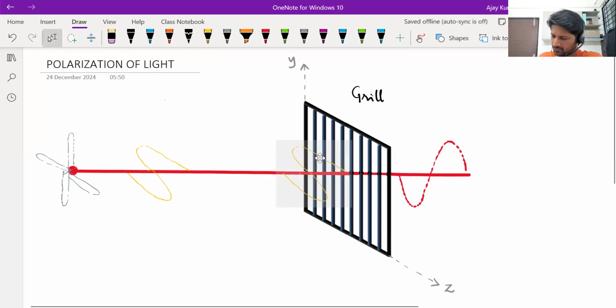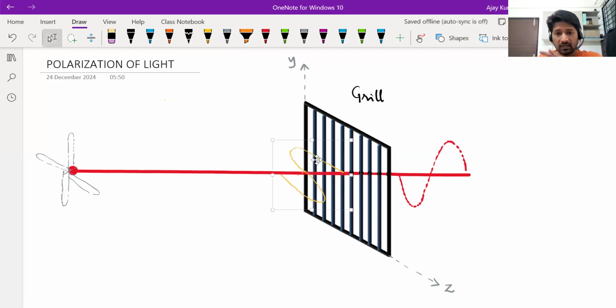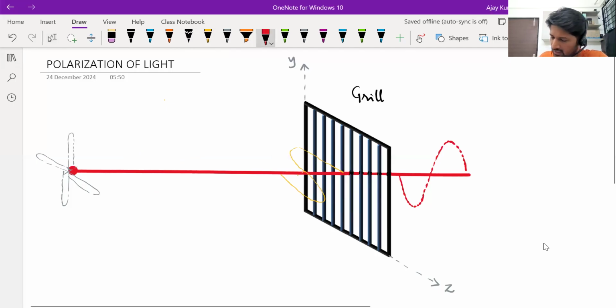And as it propagates forward, what happens is this pulse tries to disturb particles of the string along the z direction. But in the z direction, the grill does not allow the string to move. Okay. Displacement in this direction is not allowed. So what will happen? The particles cannot oscillate in that direction. And as they cannot oscillate in that direction, this pulse, the yellow colored one, will not pass to the other side. Is this clear?